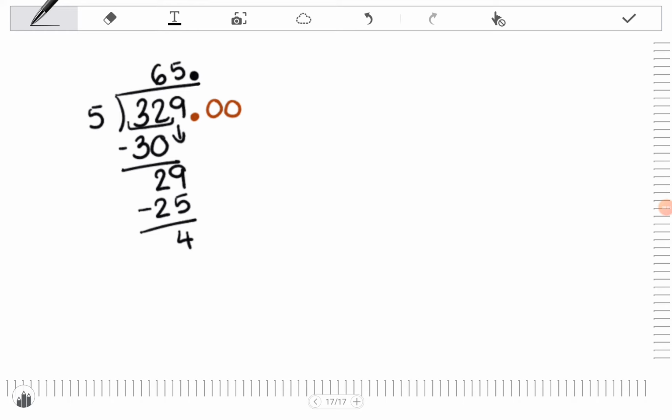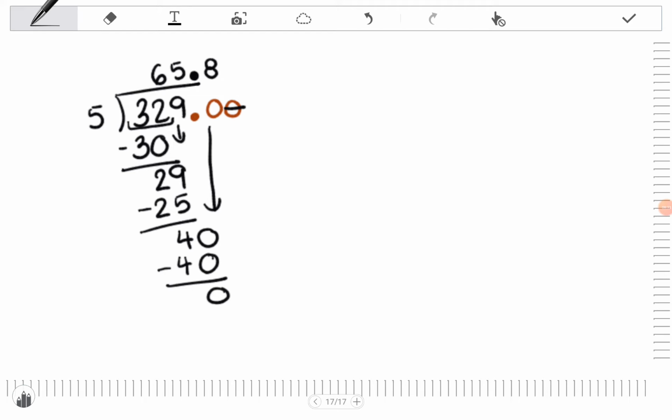After putting the point up, now I can bring down number 0. And now we have to divide. How many times does 5 fit in 40? Okay, this is an exact answer, which is 8. And then 8 times 5 is going to be 40. And the remainder is 0. Remember this, the remainder is 0. It means I already finished, so I can erase the next 0. And that's it.